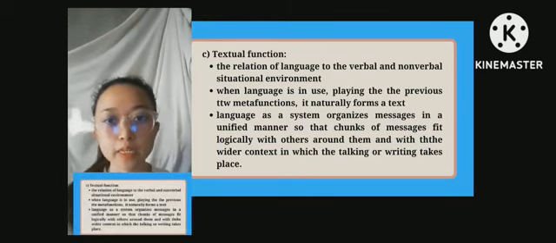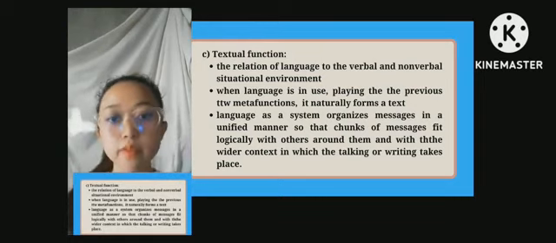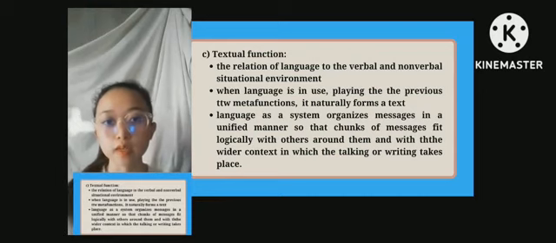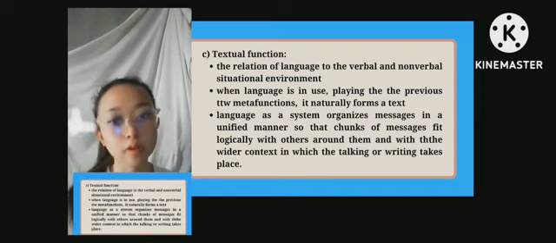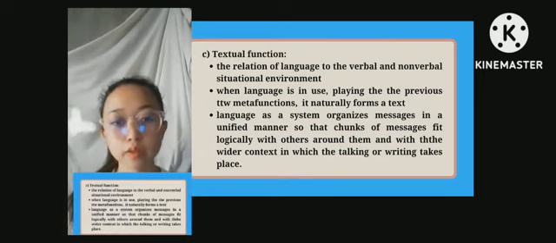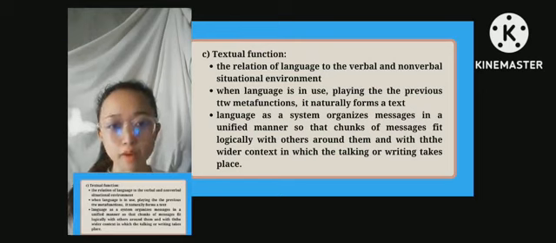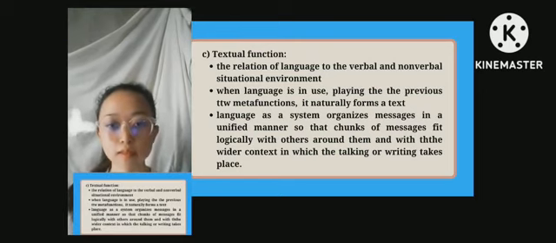Textual function. The relation of language to the verbal and non-verbal situational environment. When language is in use, it plays to the previous metafunctions and naturally forms the text. Language as a system organizes messages in a unified manner so that chunks of messages fit logically with each other around them and with the wider context in which the talking or writing takes place.